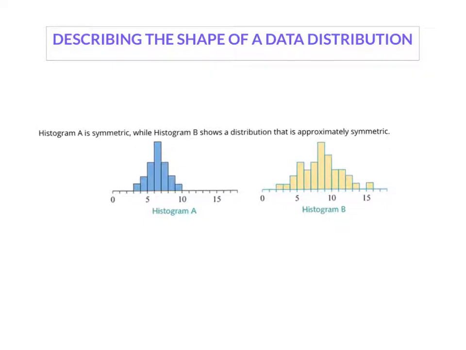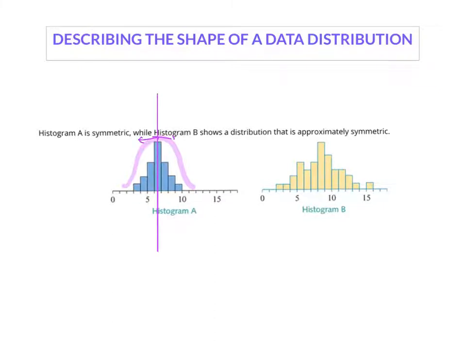Okay, in this video we're going to look at describing the shape of a data distribution. So here in the first example, we've got an example of a histogram. We've collected a list of data and we've created a histogram. When we see this perfect bell shape, you can see that if you had a line down the middle, like the vertical, you'd see that it's a mirror image on either side.